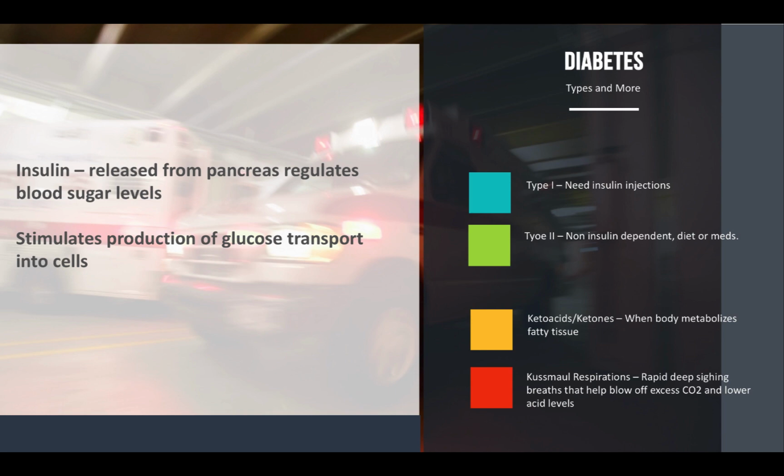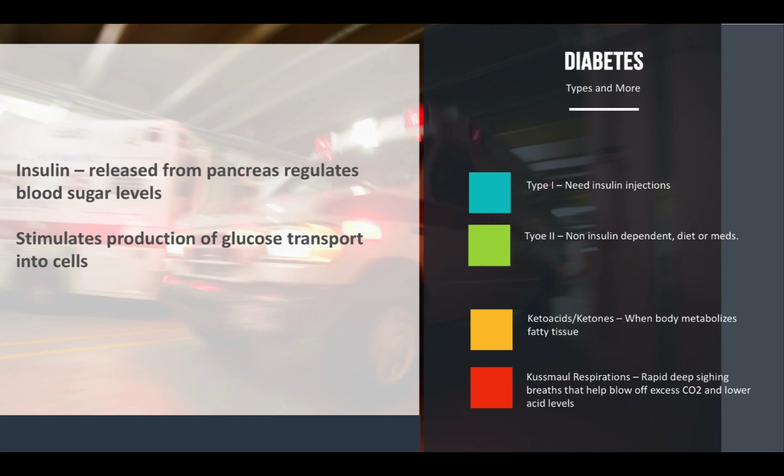Because when you talk about type 1 diabetes, right, that requires insulin injections, right? This is what you might see in patients that take the Humalog, the Novolog, stuff like that, okay? They need insulin to manage their diabetes. And then type 2 diabetics are the ones that are non-insulin dependent. Usually medications will do the trick, or a lot of times it could be diet controlled as well, okay?